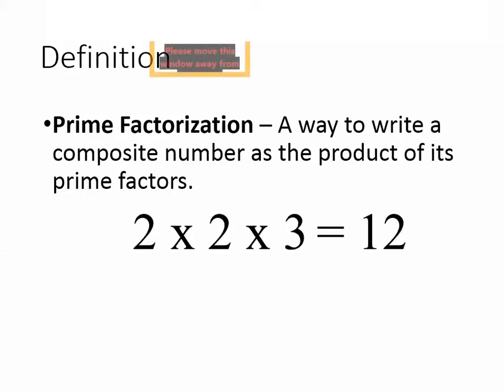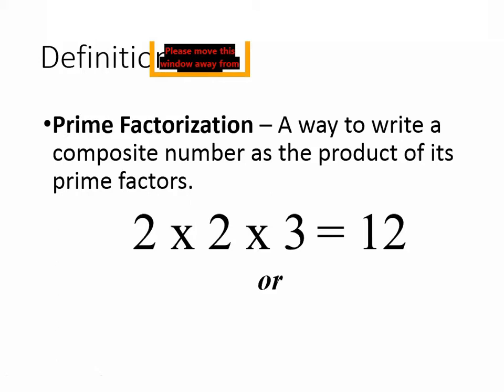I'll show you: when we multiply 2 by 2 by 3, 2 times 2 is 4. 2 and 2 are prime numbers. These are the factors, and these factors are also called prime numbers. Whenever we multiply 2 with 2, 2 twos are 4, and 4 is a composite number.